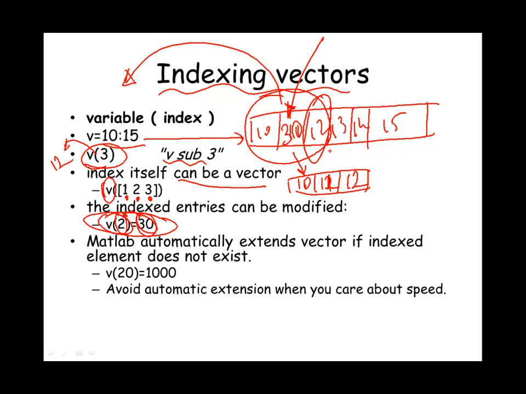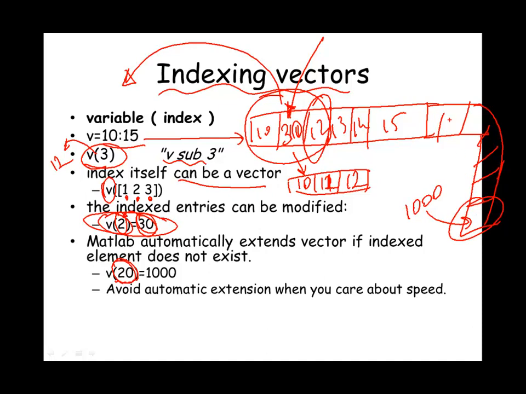When your vector contains only 6 elements and you are trying to write a value into the 20th element of the vector, MATLAB will automatically extend this vector to have 20 values, and it will store the number 1000 in the 20th box and place zeros everywhere else, except that the first 6 elements which already existed will preserve the values that they had. This is called automatic extension, and it is recommended that you avoid automatic extension when you can, because it slows down your program.